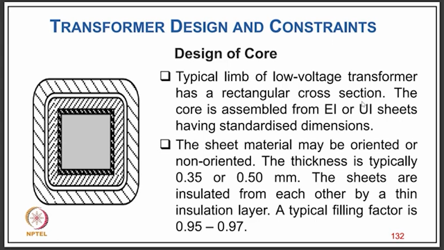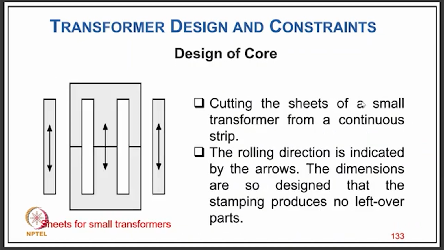The typical limb of a low voltage transformer has a rectangular cross section, and the core is just assembled by I laminations or UI sheets having a standardized dimension. The sheet material may be oriented or non-oriented. The thickness is typically 0.35 or 0.5 millimeter. The sheets are insulated from each other by a thin insulation layer. A typical filling factor is 0.95 to 0.97 for these laminations.